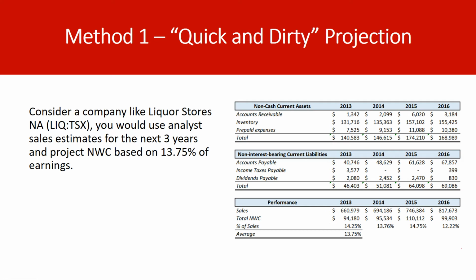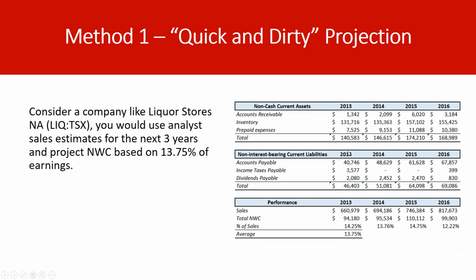Now, projecting free cash flow out, you can take the estimates that analysts have reported, and there are tons of online resources that provide those numbers, and then based on those estimates project out the company. That's a very easy and quick way to project net working capital. The way to do that is to look back at the historical performance of net working capital. Here we have non-cash current assets from 2013 to 2016, and here we have non-interest bearing current liabilities from 2013 to 2016. We have accounts receivable, inventory, prepaid expenses, and then accounts payable, income taxes payable, and dividends payable. These are all real numbers that have been reported.